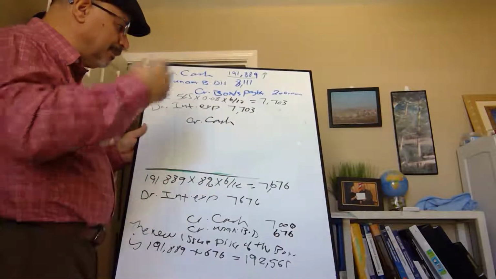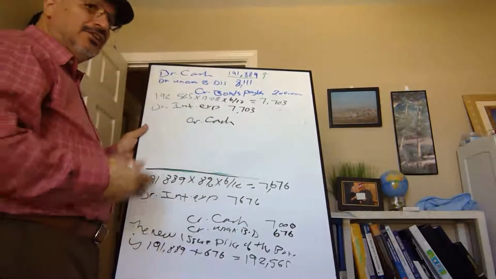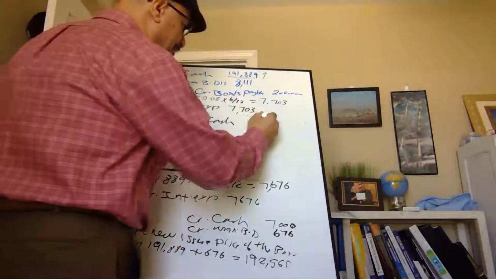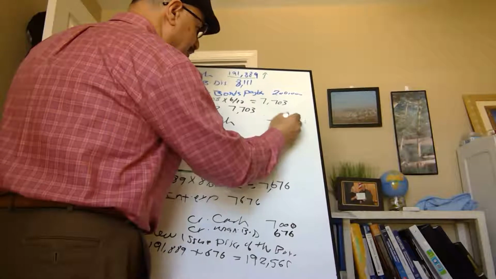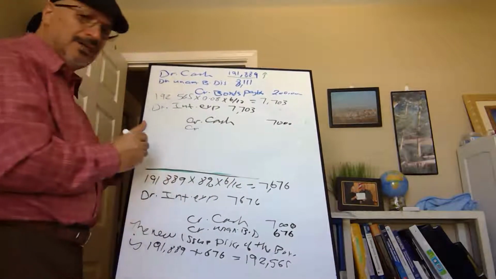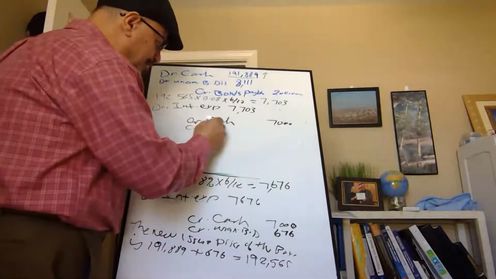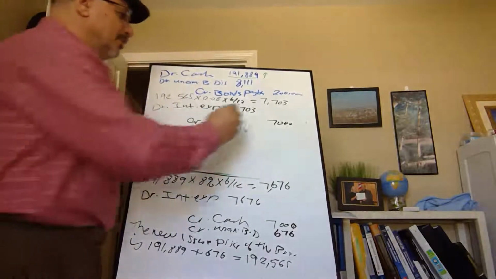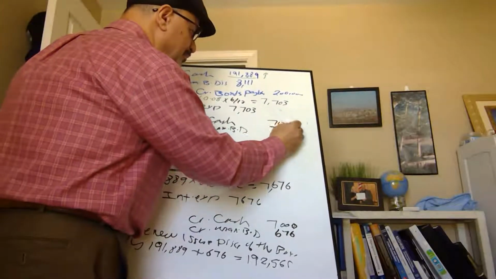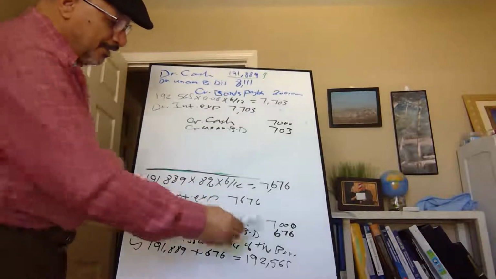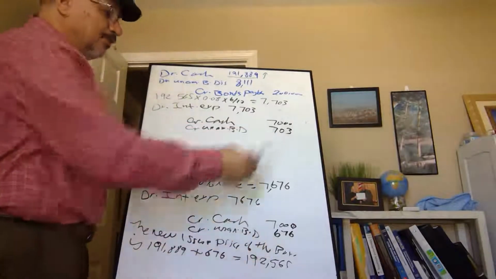I keep repeating, the obligated interest that we have to pay to the bondholder is $7,000. And we're going to credit unamortized bond discount for 703. All right. Notice the first time it was 676. Now it's 703.